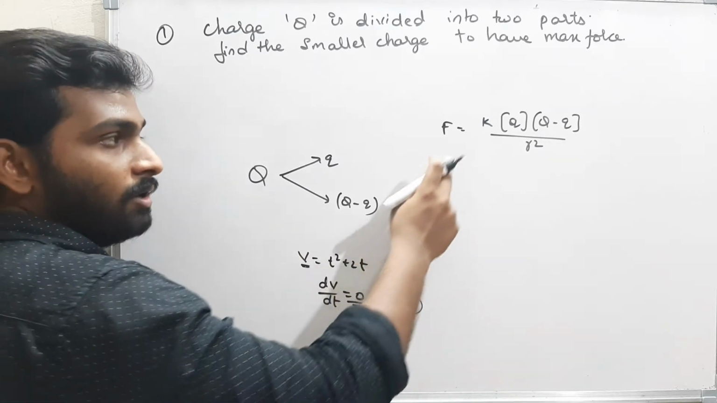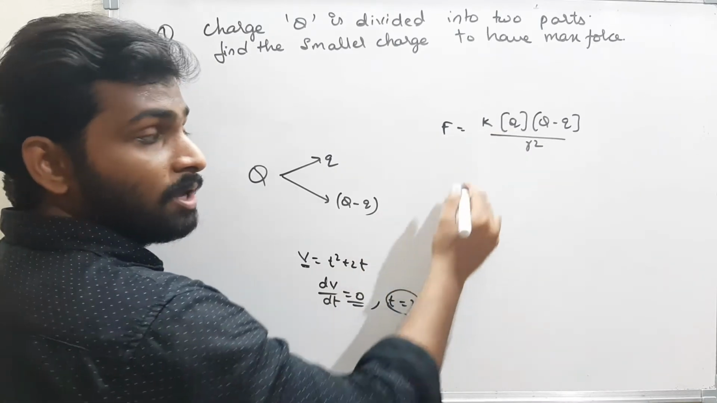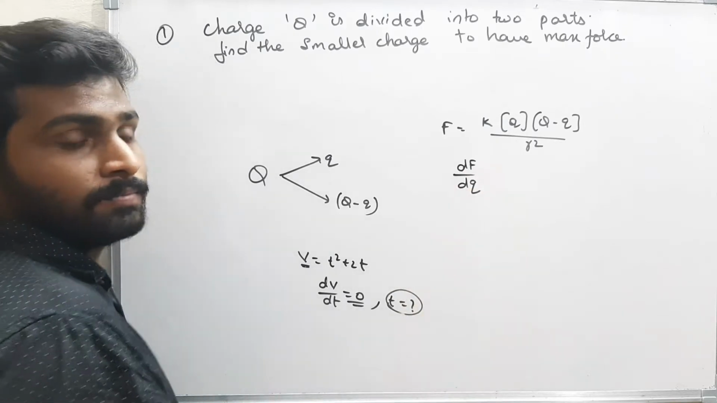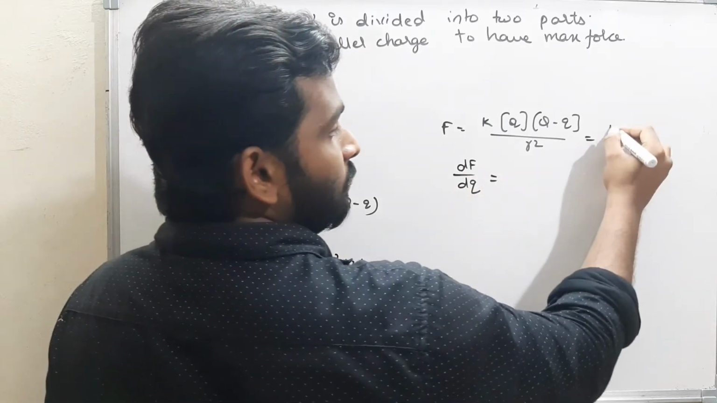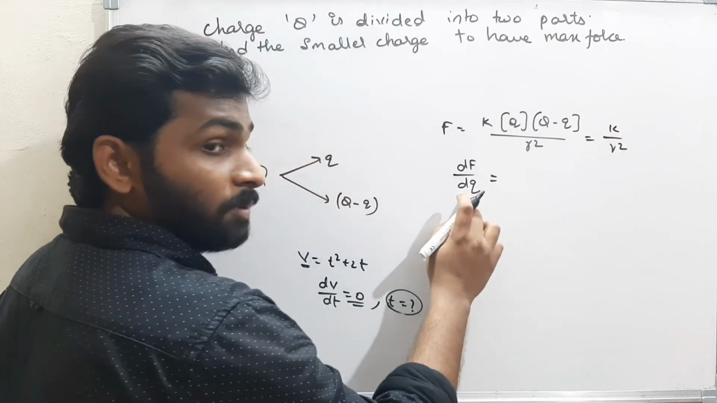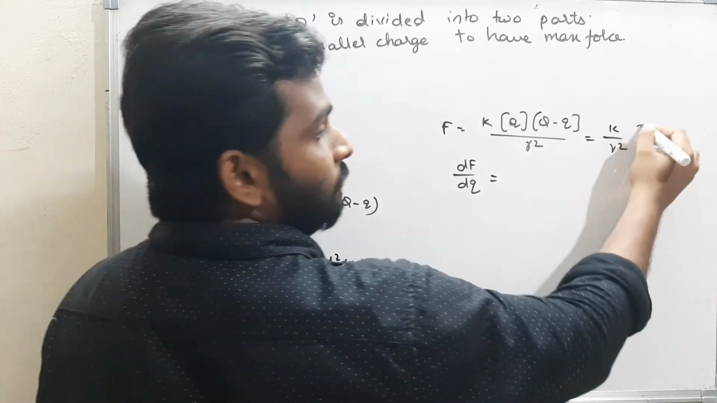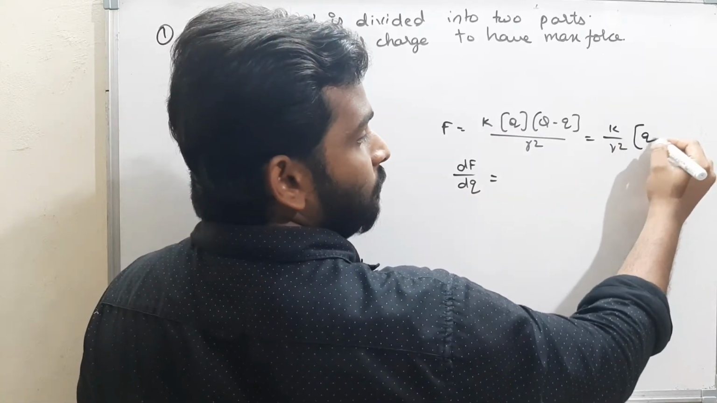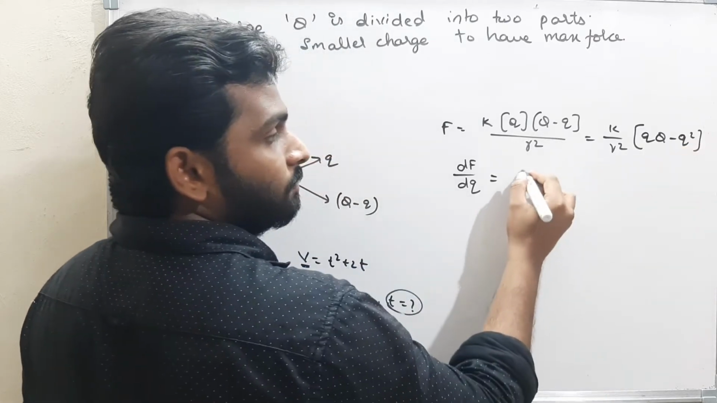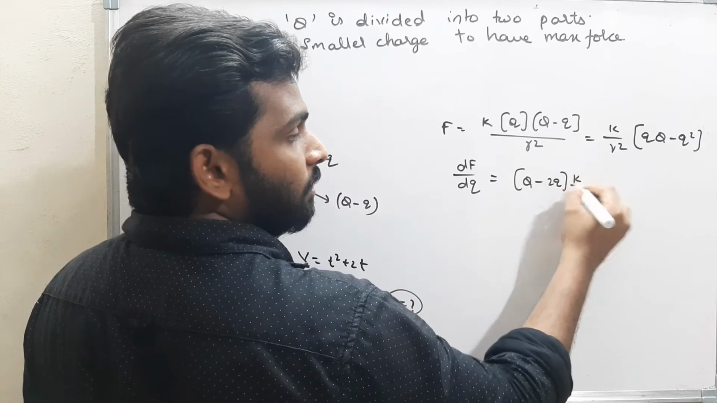Now same thing, what did they tell us to find? They told us to find the force at what charge. That means I have to differentiate the force with respect to charge. Now differentiate, what will you get? K by R square. K is a constant, R is a constant because I am differentiating with respect to charge. Therefore, it is small q into capital Q minus q square. Now differentiate, what will you get? Capital Q minus 2q, into K by R square.